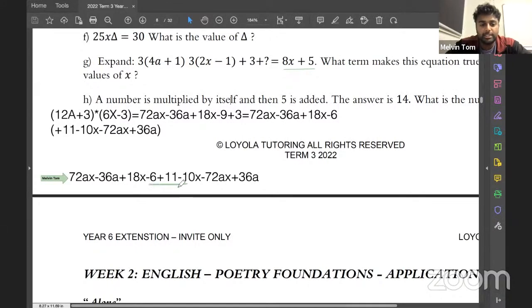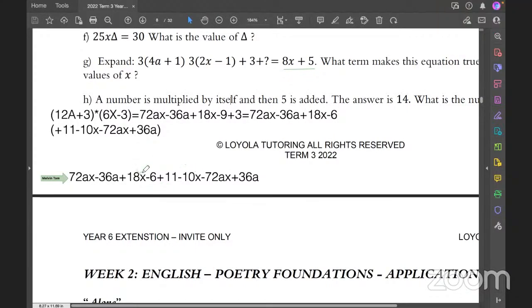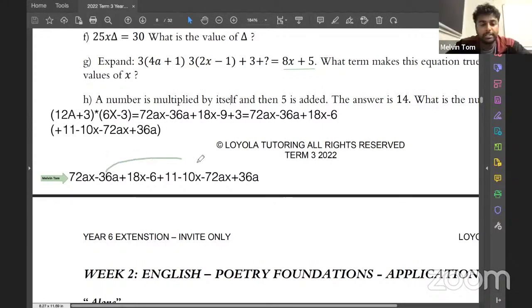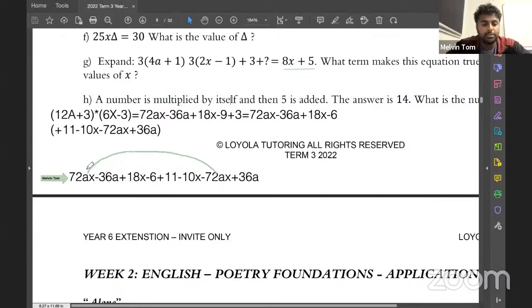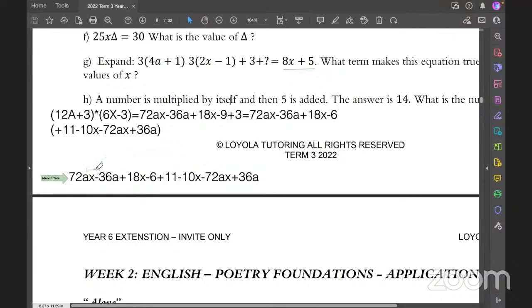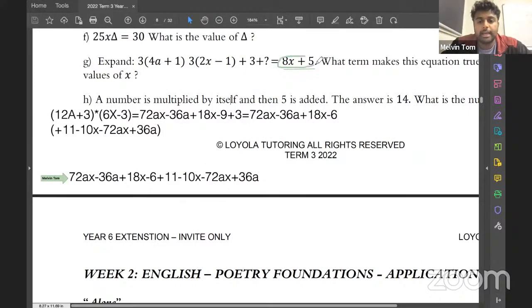Okay, look. What's negative 6 plus 11? Positive 5. Good. What's negative 10x plus 18x? 8x. Awesome. What's negative 36a plus 36a? 0. Yes. What's negative 72ax and 72ax? 0. How hard was that? So you're left with 8x plus 5, which is your answer.